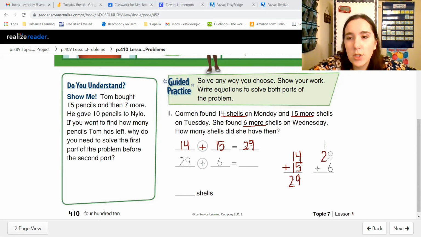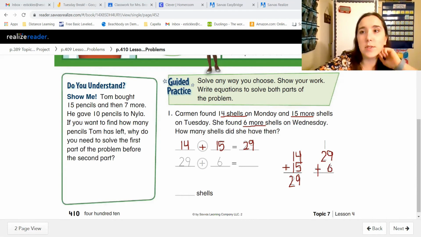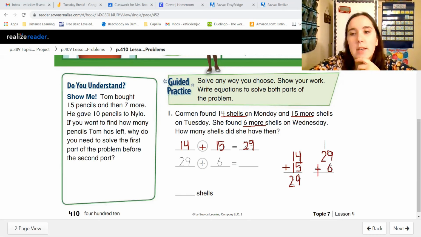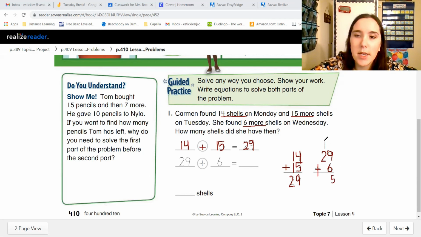She had 29 shells after Monday and Tuesday, but then she also found 6 more shells on Wednesday. So I'm going to add those 6 more shells. So let's see, 9 plus 6 equals 15. So I'm going to say 5 ones down here. Take my 10 all the way up here in the tens column. Now we have 1 ten plus 2 more tens, which is 3 tens.